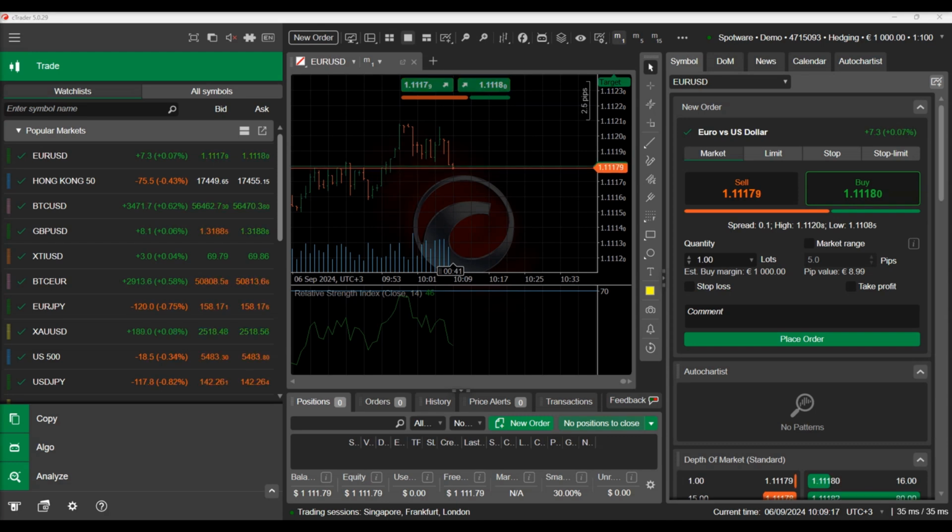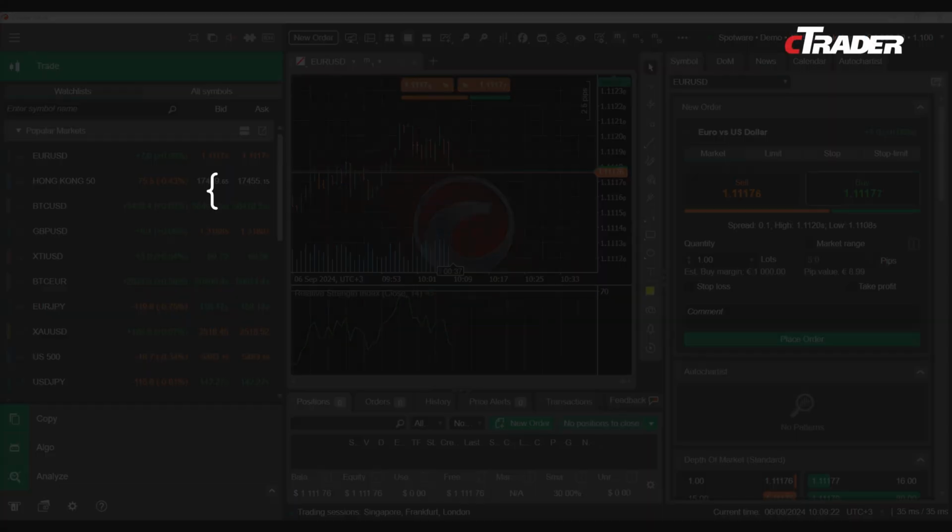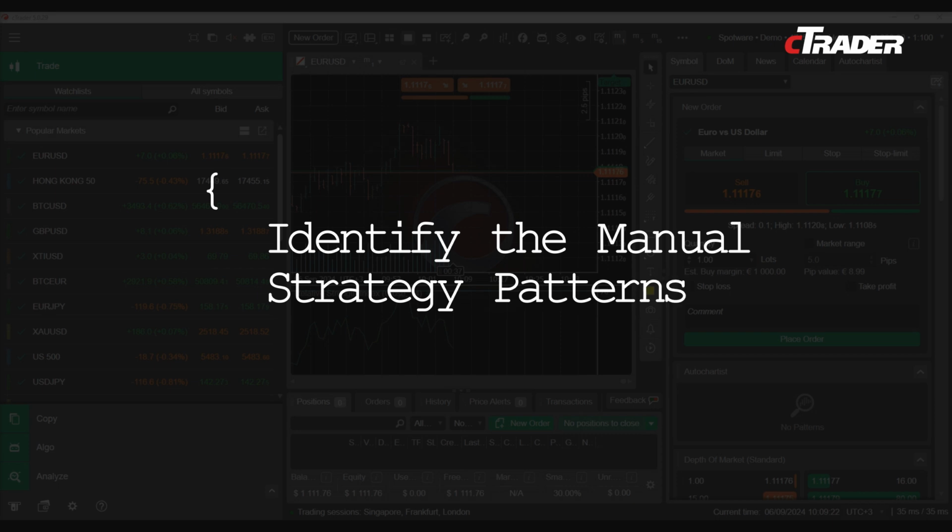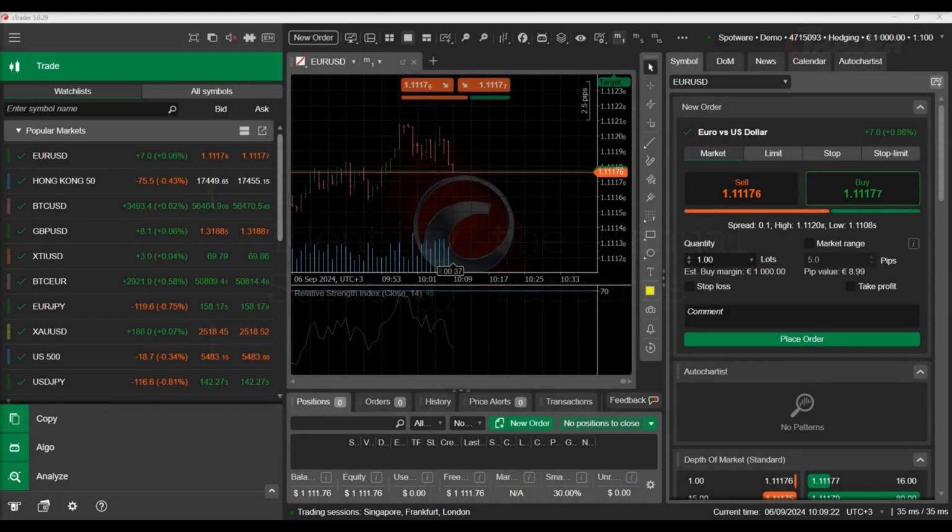In this video, we will demonstrate how to automate existing manual strategies to automated ones. In our first example, we will assume that you are manually trading the hammer pattern for long entries and the hanging man pattern for short entries. So let's provide a brief explanation of these strategies.